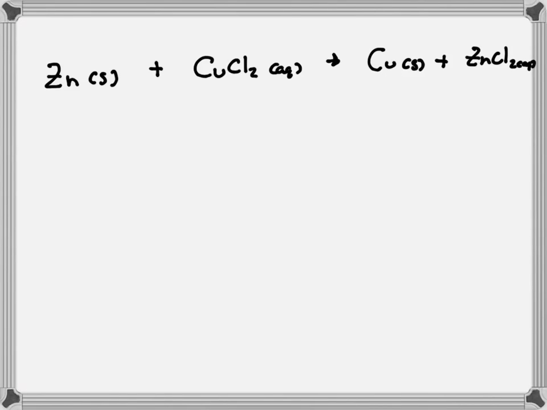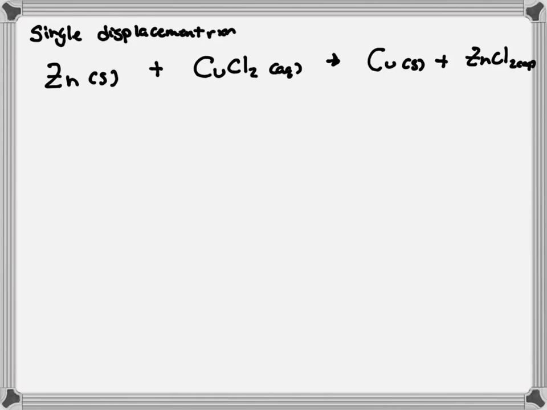So there's my zinc metal, my aqueous copper 2 chloride, and it's going to produce copper solid and zinc chloride. Okay. You might recognize this at first as a single displacement reaction. Now, let's see here. Zinc and zinc, 1 and 1. Copper, copper, 1 and 1. Chloride, I have 2 and 2. So this is already balanced.